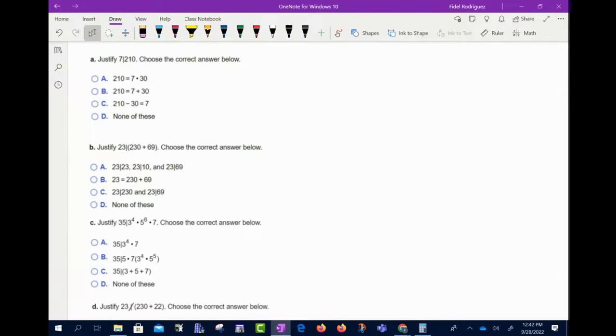And it says, justify, why does 7 go into 210? Now, y'all, these are multiple choice problems. So what I'm really looking for here is which one of those choices best gives me the explanation. Okay, so if I look at my first choice, it says 210 is 7 times 30. Yeah, that's true. Okay. The next one says 210 is equal to 7 plus 30. That's not true. That's 37. Part C says 210 minus 30 equals 7. No, I know that's not true. So I would pick choice A, right? Because that was the true statement.